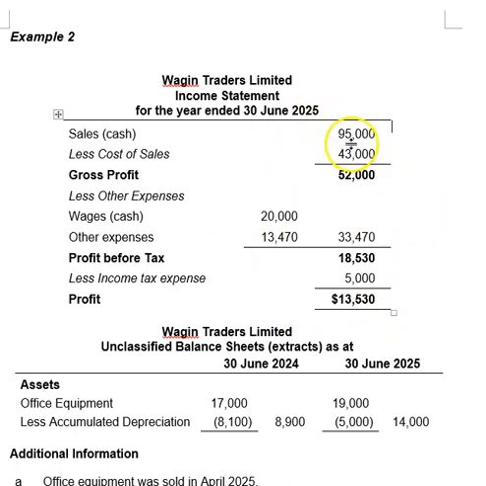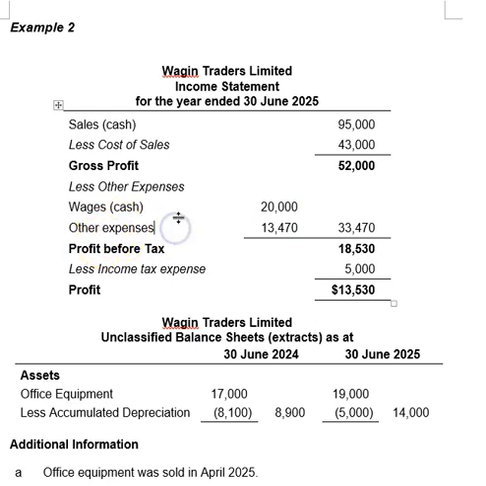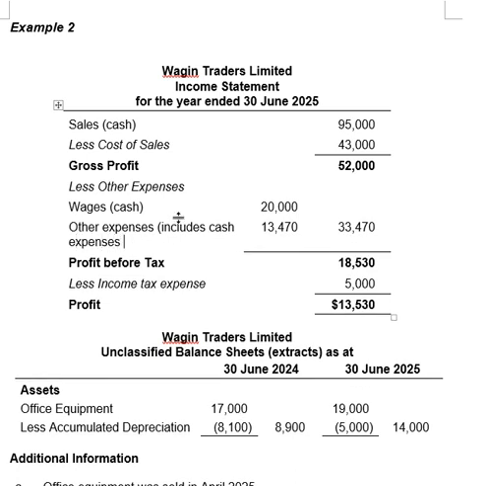So this will be another kind of question that we can ask. It's another pattern that we have to test you on the sale of depreciable assets. In this question, you'll notice that in your income statement you have sales, cost of sales, other expenses, and wages. All these wages expenses are paid by cash. And there is other expenses here, 13,470. This other expenses includes cash expenses and non-cash expenses.